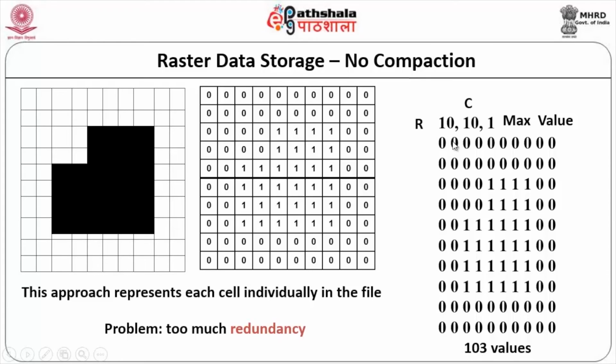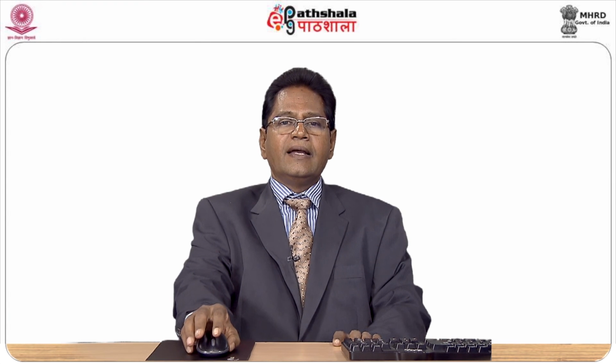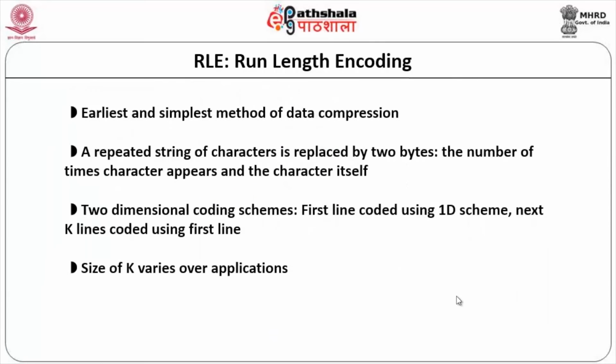Obviously, you find that when the data is stored, there is a lot of redundancy, that means repetition of data is very evident here. And we have a very important method, run length coding, which is one of the earliest methods and a very simple method used for data compression. A repeated string of characters is normally replaced by 2 bytes. So, the number of times that particular character appears and the character itself are stored, and it only needs to be identified once.